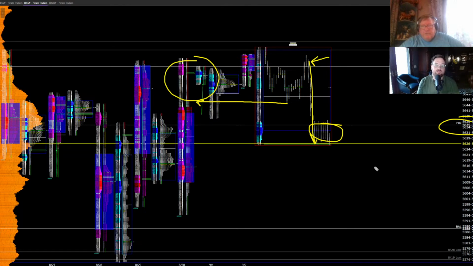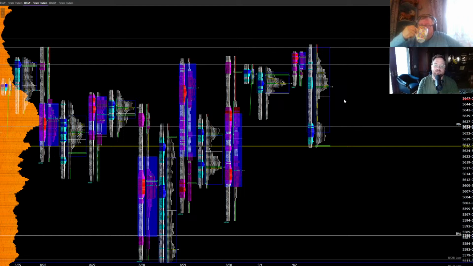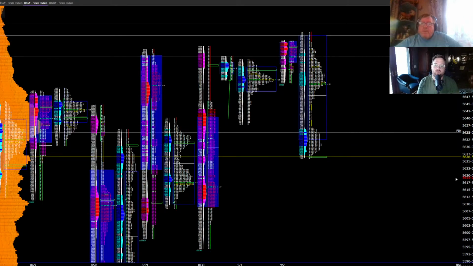So would you say then Europe is net short, appears to be short going into the open? 100%. Yes, I would. I would say the entire overnight inventory is net short right now. Okay. Cool. But again, that doesn't mean the market can't go down. I'll still be monitoring just to see which way it breaks.